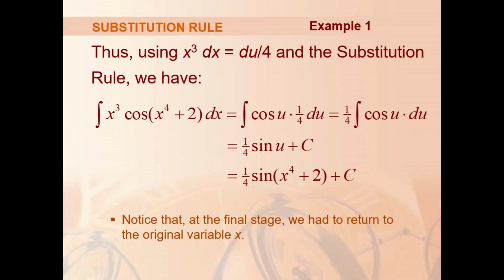The integral of x to the 3rd cosine of x to the 4 plus 2 dx is equal to the integral of cosine of u times 1 over 4 du, which is 1 over 4 integral of cosine of u du. That gives 1 over 4 sine u plus c. And of course, u is x to the 4 plus 2, so after rearranging it back, we've come to the conclusion: 1 over 4 sine of x to the 4 plus 2, plus c.